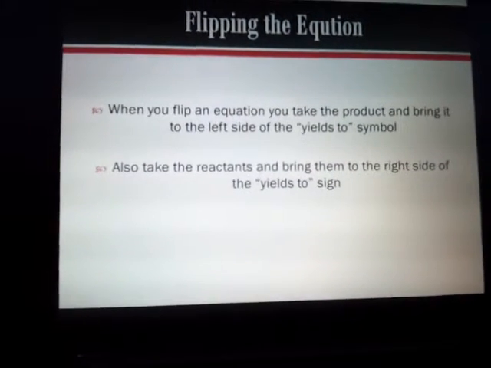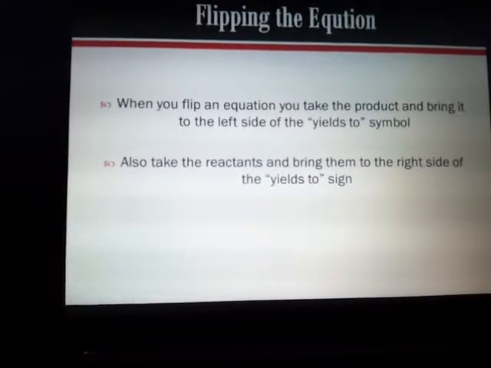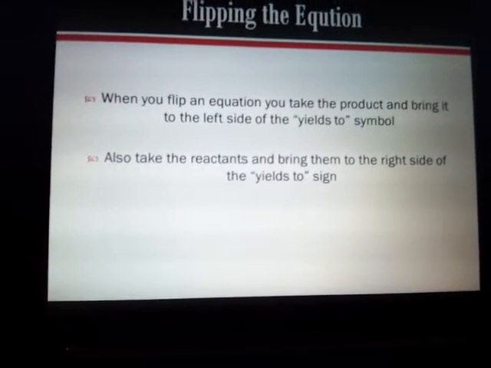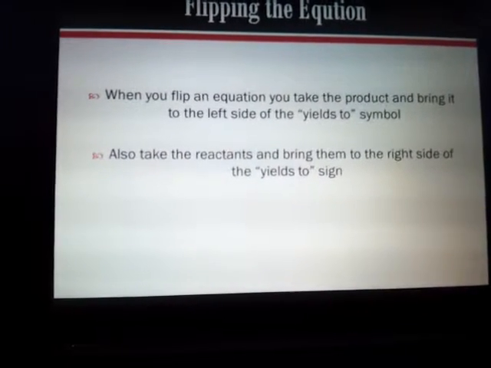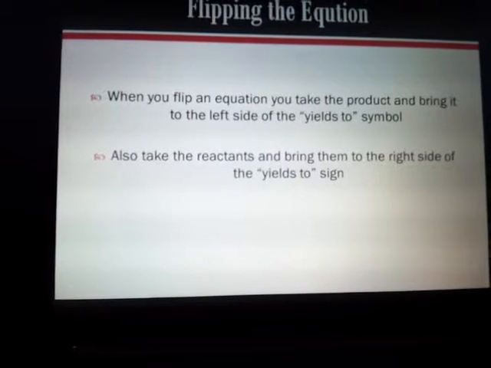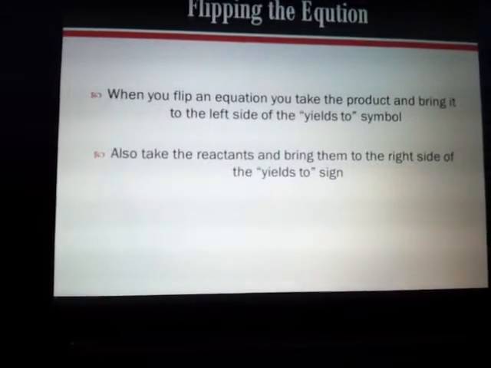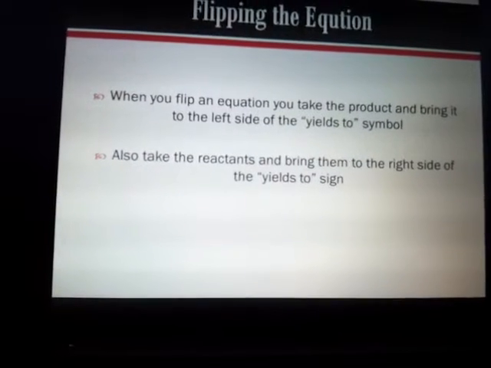Okay, so when you flip an equation, you basically take the products and bring them to the left side of the yields symbol, and you also take the reactants and bring them to the right side of the yields symbol.